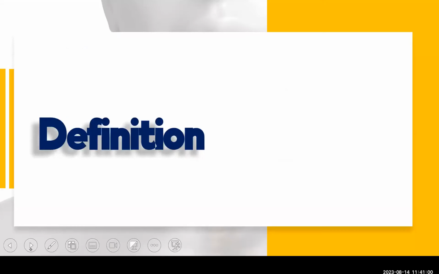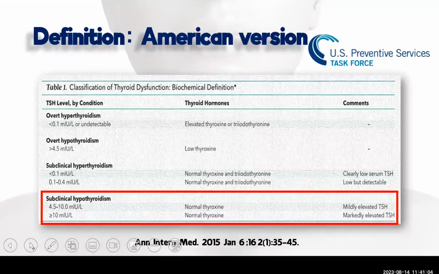First, we are going to define hypothyroidism. So hypothyroidism or primary hypothyroidism is defined as having a high TSH, and according to the status of free T4, we have a specific classification for primary hypothyroidism. So if the TSH is high and the free T4 is low, this is called overt hypothyroidism. If the TSH is high and the free T4 is normal, this is called subclinical hypothyroidism.